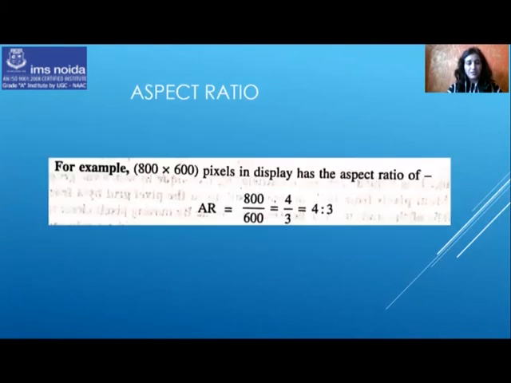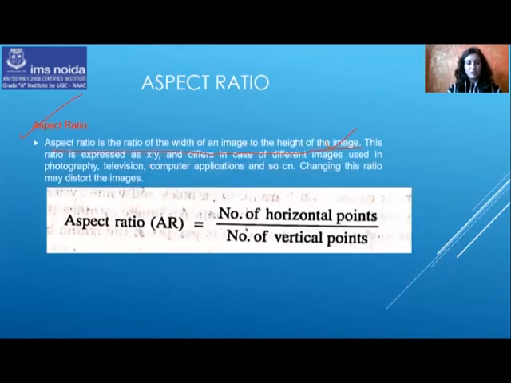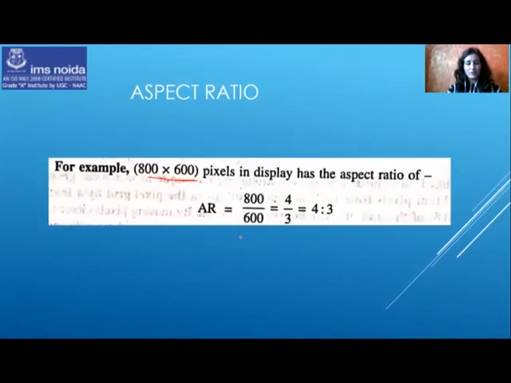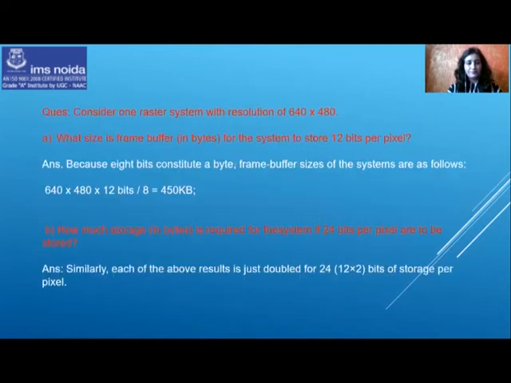For example, let's see a simple example. Suppose it is given in the question that there are 800 by 600 pixels in the display, so find the aspect ratio. As you can see, the formula is the number of horizontal pixels upon the number of vertical pixels. So 800 is the number of horizontal pixels and 600 is the number of vertical pixels. So horizontal upon vertical gives 4:3 as the aspect ratio, right?